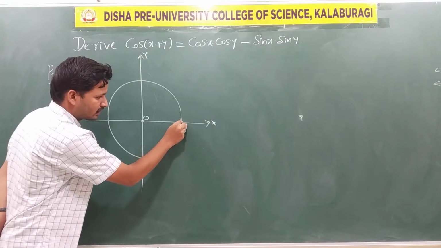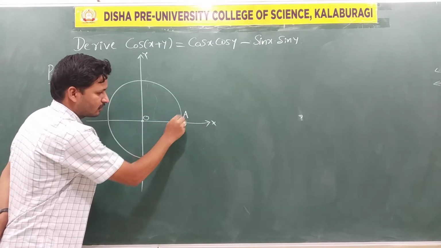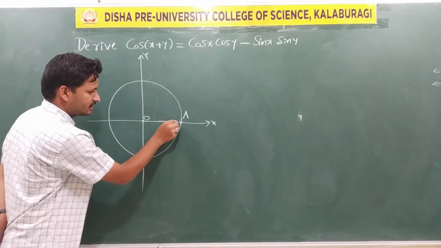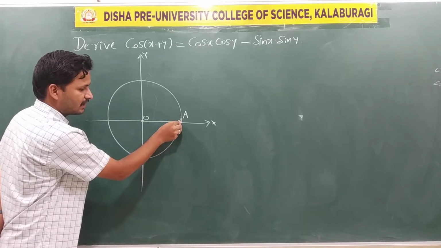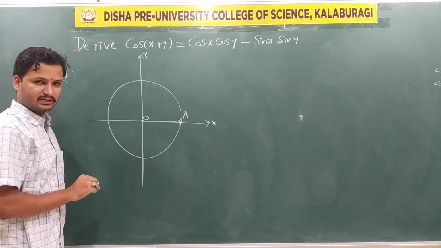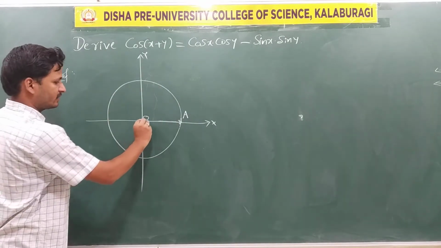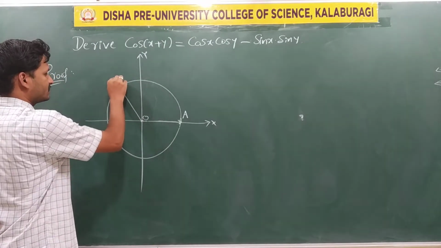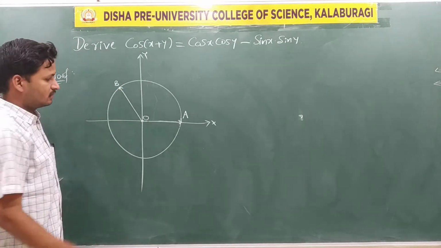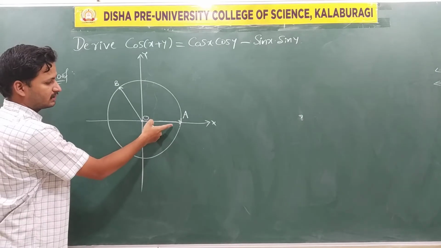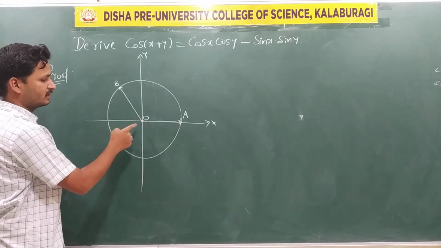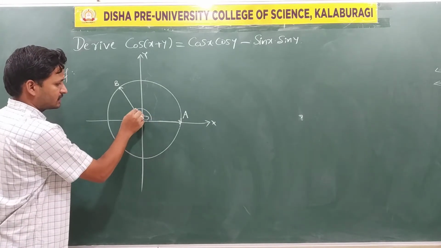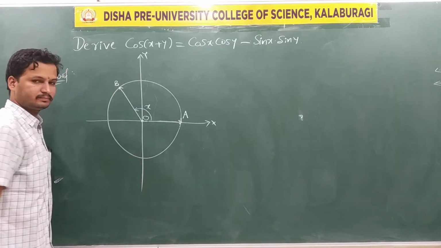OA, this is the point A. OA is the initial line. This initial line rotates in anti-clockwise direction and reaches the point B. So now the angle between the initial line OA and OB, that is angle AOB, is angle X.